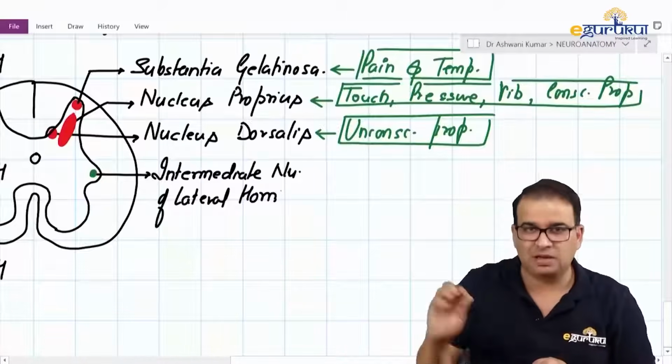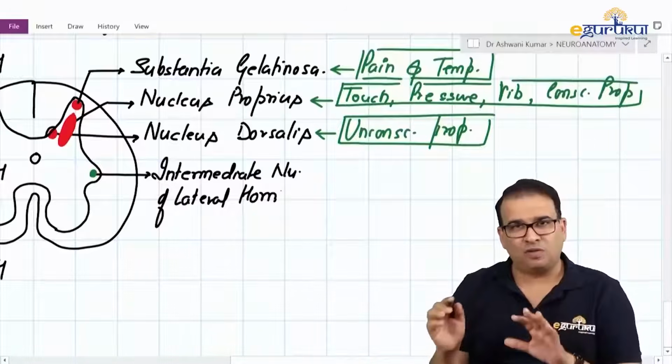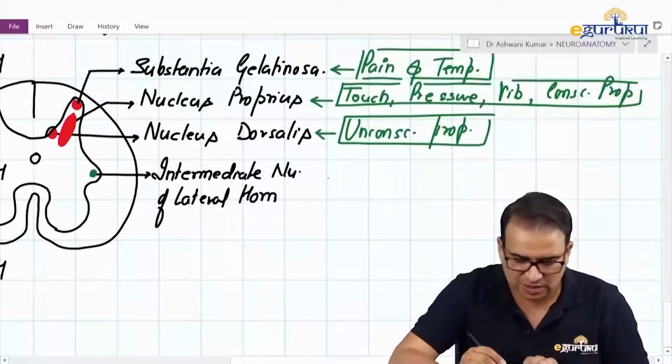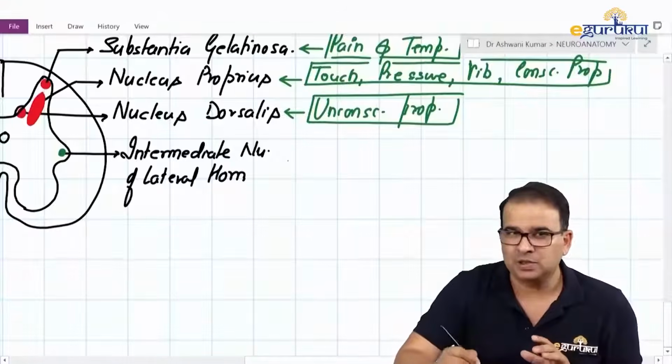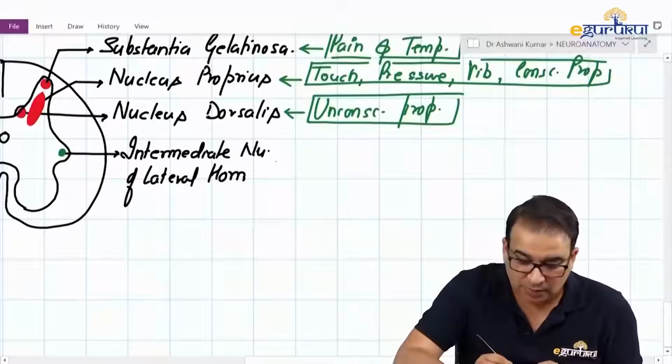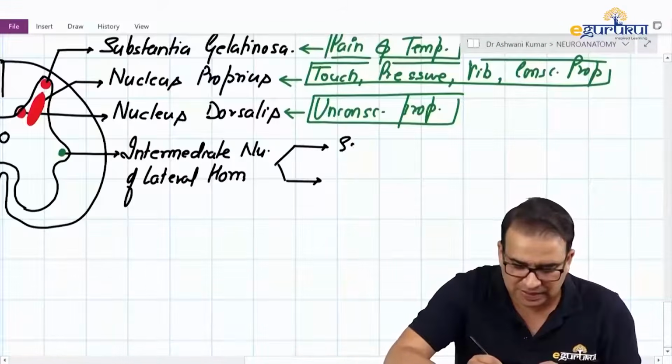Now, why am I stressing this so much? Because we have an intermediate nucleus in the ventral horn also. But this is the intermediate nucleus of the lateral horn, and as I said, it is autonomic. That means the nerves which will come out of it are either sympathetic in nature or parasympathetic in nature.